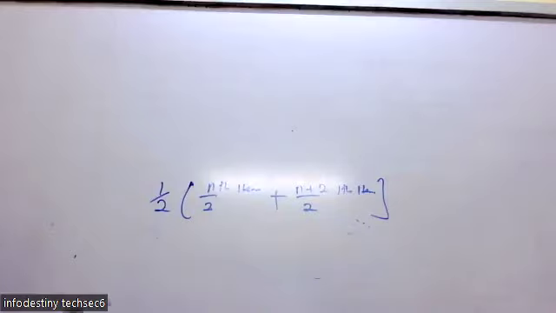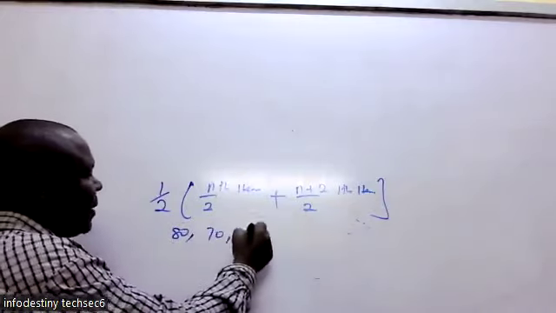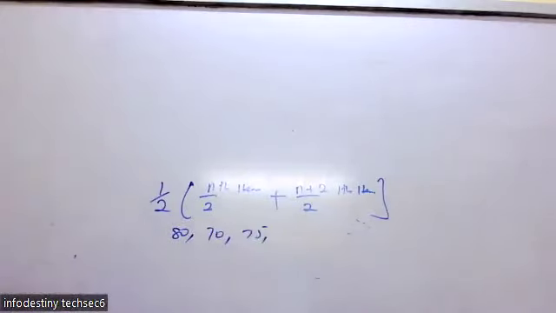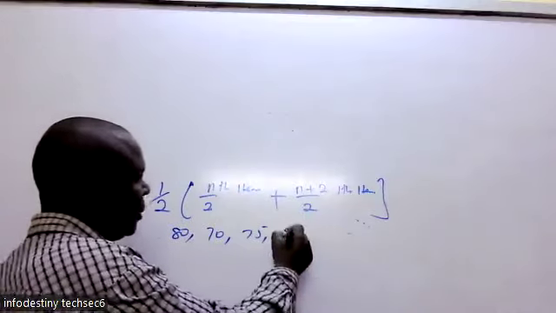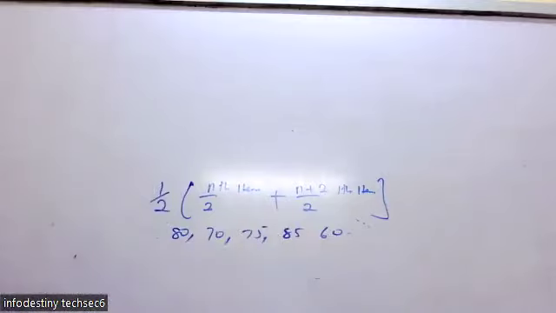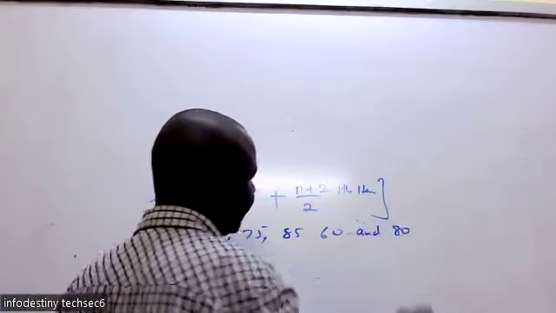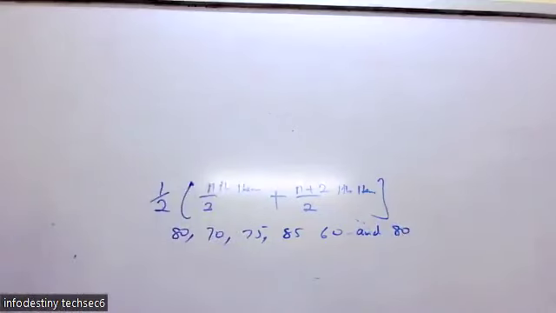are 80, 70, 75, 85, 60, and 80. Find the median. Now the first step is only we are going to arrange them.